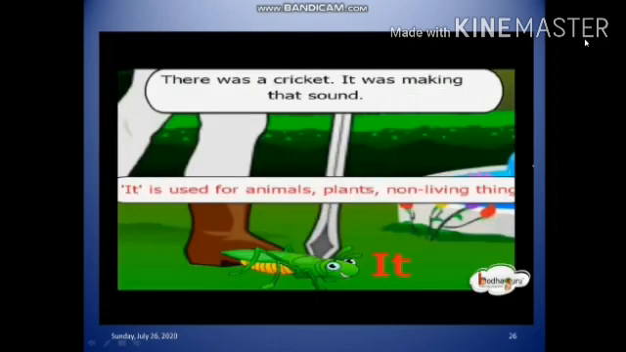There was a cricket. It was making that sound. It is a pronoun too. It is used for animals, plants, and non-living things.